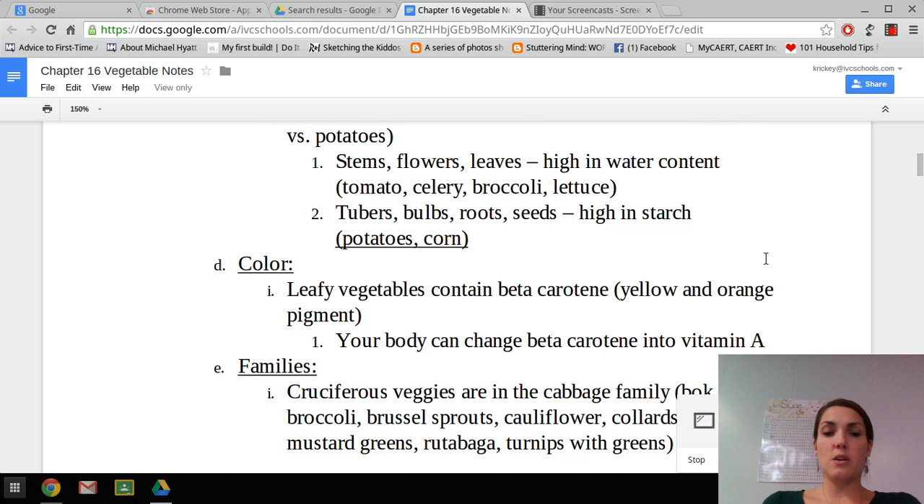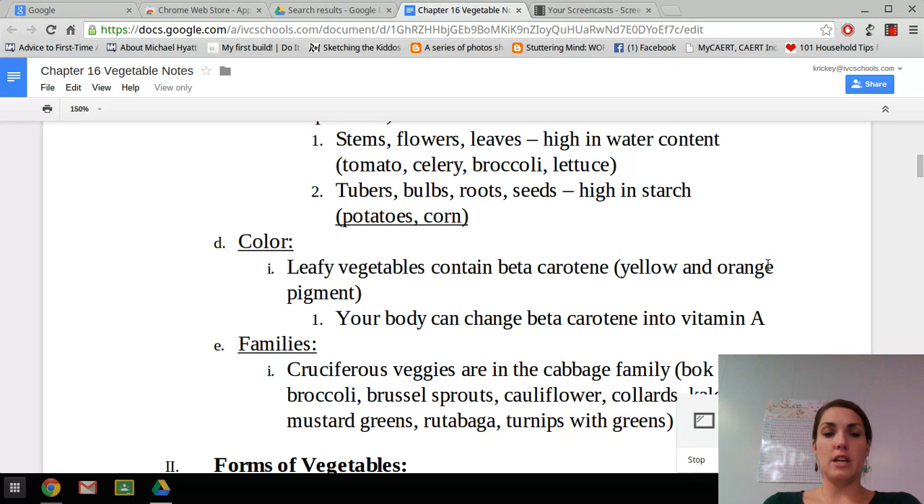All right, last way that we classify veggies, and then we're going to break on this video. Families. This is actually not on your notes, but I do want you to understand. We don't go a lot into the scientific classifications of veggies, but cruciferous is an example of a family of veggies. Cruciferous is things like bok choy, Brussels sprouts, cauliflower. A lot of your leafy greens would fall into the cruciferous family.